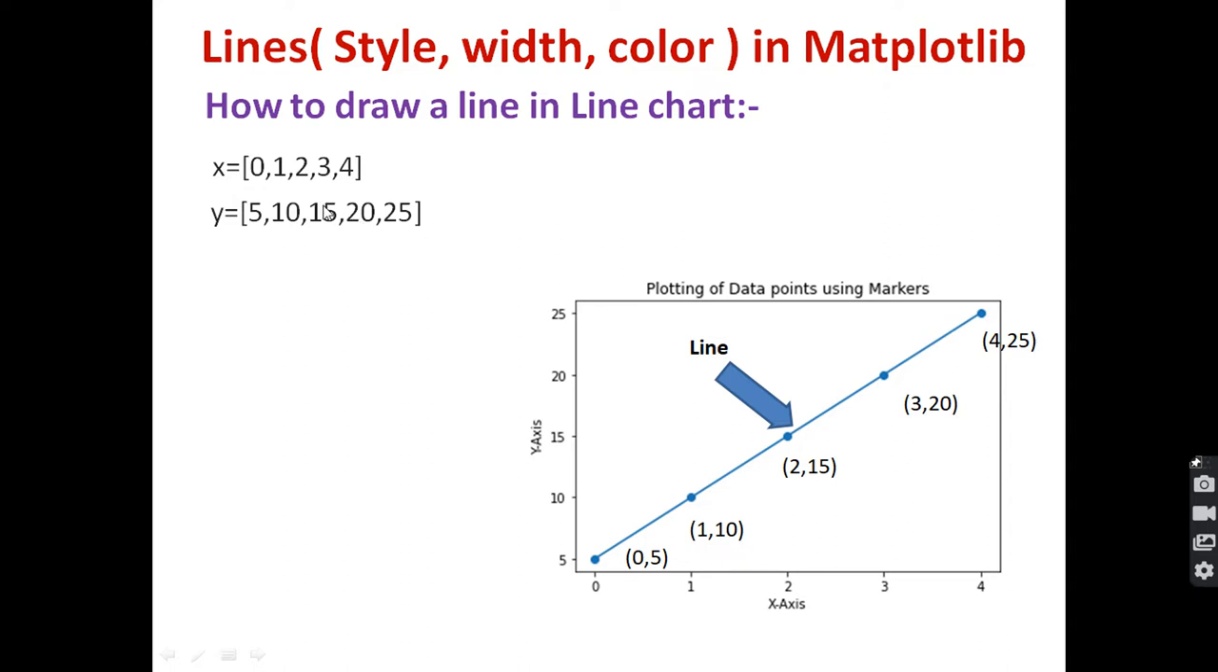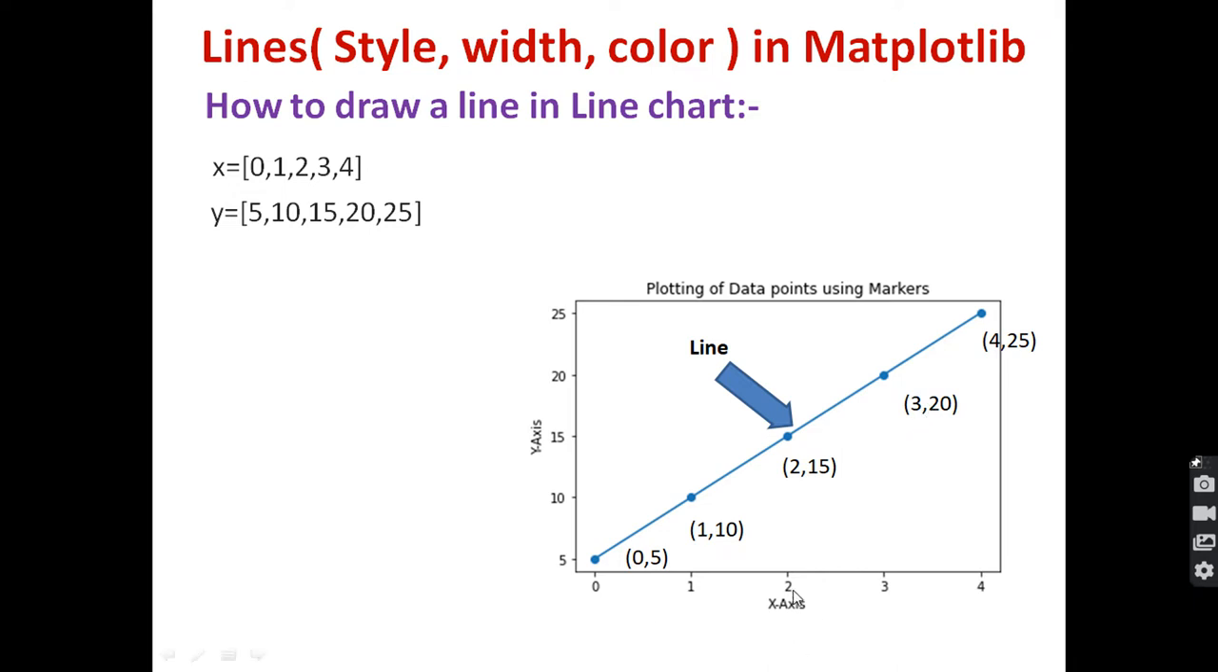Now, we are taking one x value and one y value. We are getting the data point. 0, 5. This is the first data point. 1, 10. This is the second data point. 2, 15. This is the third data point. 3, 20. This is the fourth data point. 4, 25. This is the fifth data point. We have to draw the line between these data points. We are getting the line chart.